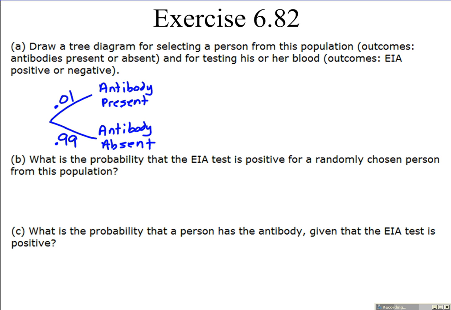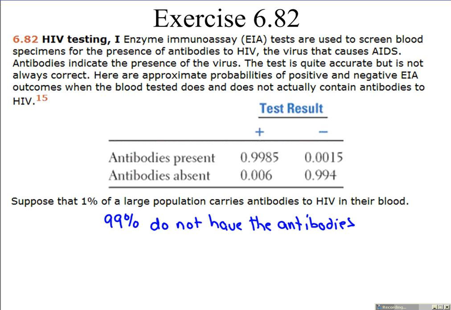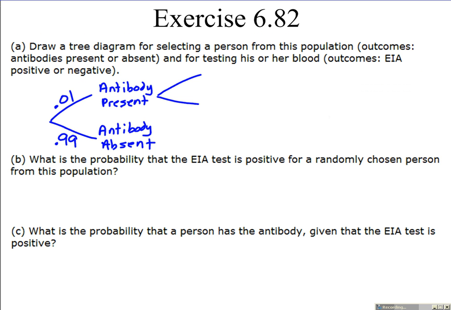If the antibody is present, there's two things that can happen. This is from our table on the previous slide. If the antibody is present, we're looking at these values right here. There's a 0.9985 chance of a positive test, a 0.00015 chance of a negative test.